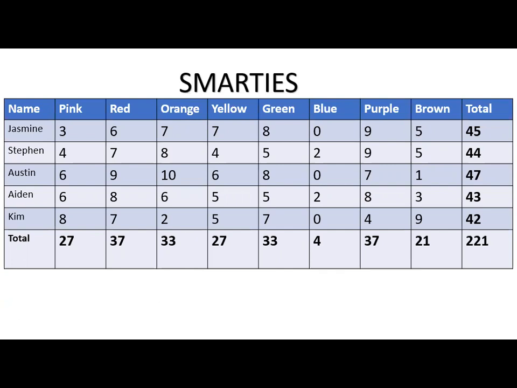So let's say I wanted to know, again, if flipping a coin is 1/2, a half chance, what do you think our odds are of getting, let's go with, a blue Smartie in general?